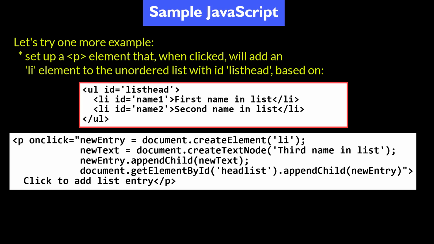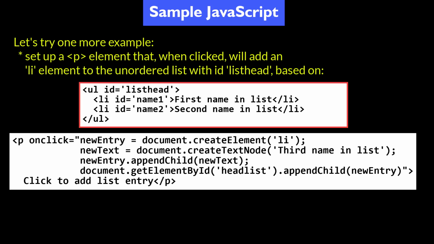P onclick equals new entry equals document.createElement("LI"); new text equals document.createTextNode("third name in list"); new entry.appendChild(new text); document.getElementById(listhead).appendChild(new entry), and on click. Click to add list entry.